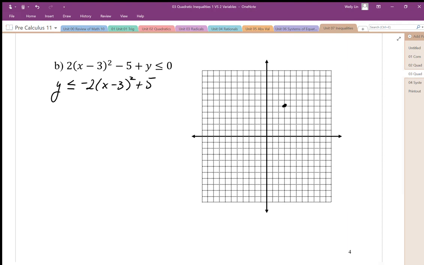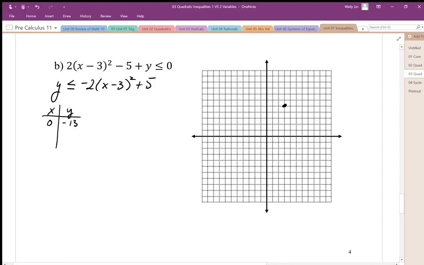I should use some symmetrical coordinates. I'm going to use the y-intercept, so I'm going to use x is 0. Plug in x is 0, I end up with negative 3 squared is 9, times negative 2 is negative 18, plus 5 is negative 13.